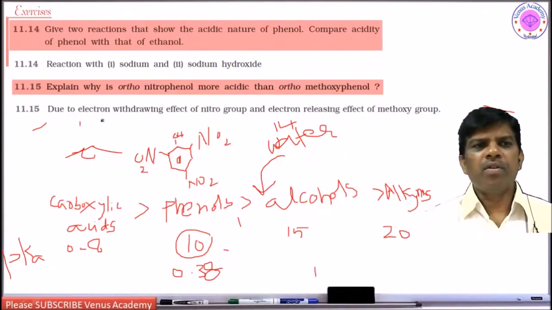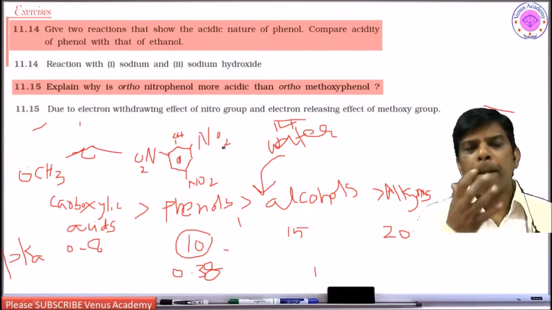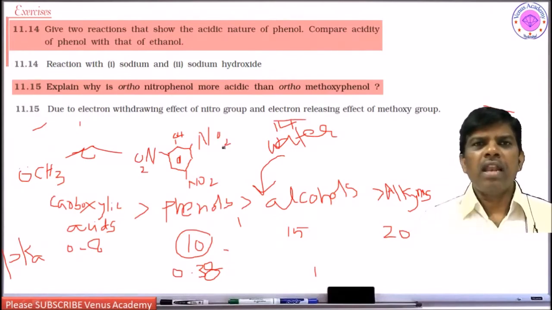At the same time, the question is explain why ortho nitrophenol is more acidic than ortho methoxyphenol. What is methoxyphenol? Methoxy group is an electron donating group. What I said, electron donating group decreases the acidity. Yes, so that is why methoxy group is an electron donating or electron releasing group. That is why methoxyphenol is going to be less acidic than nitrophenol.